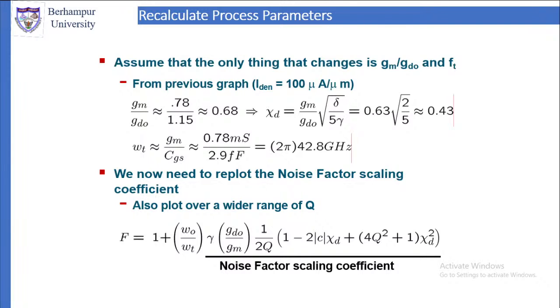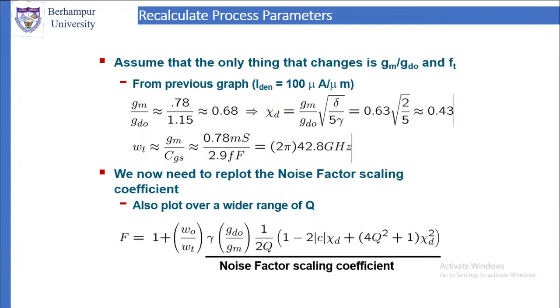If you use this value GM by GDO of 0.68, then XID, which is GM by GDO root over of delta by 5 gamma, will be equal to 0.63 into root over of 2 by 5, that is approximately 0.43. So XID is 0.43.